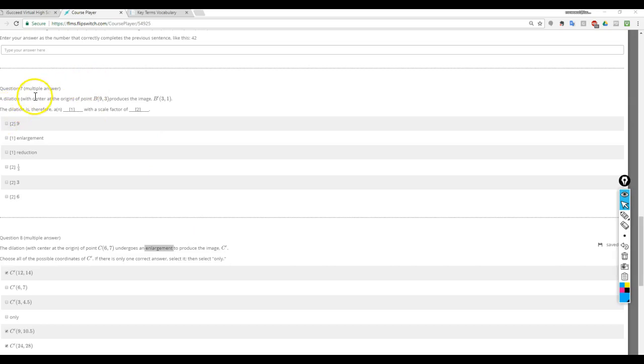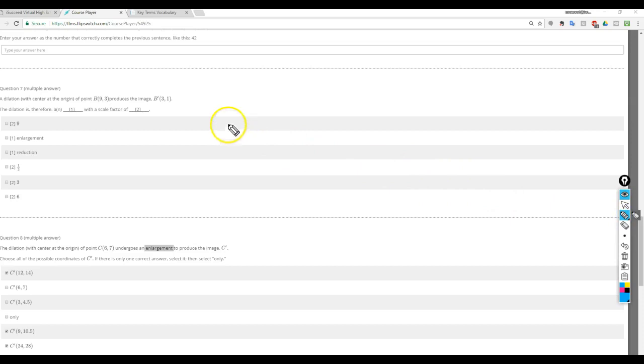Okay, a dilation with center at the origin of points B, 9, 3 produces the image B prime 3, 1. The dilation is therefore a blank with a scale factor of blank. Alright, so we started at 9 and we ended at B prime. So how can I find my scale factor? I think of it this way, if I can't remember whether the point B goes in the numerator or the point B prime goes in the numerator.